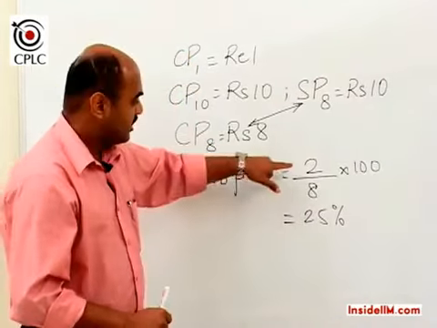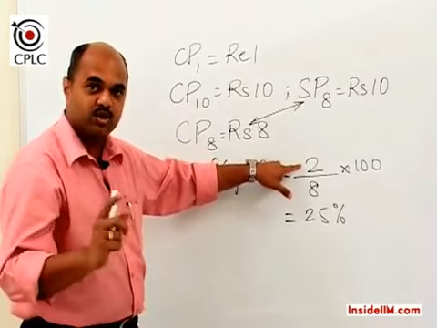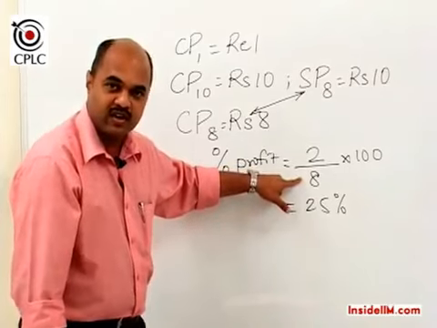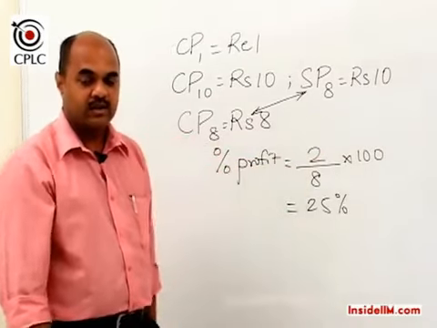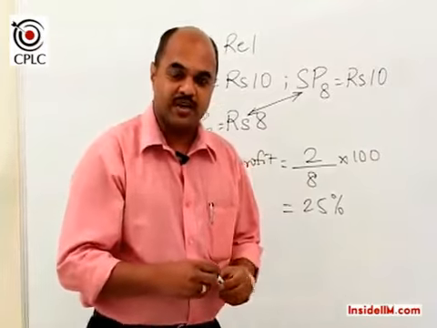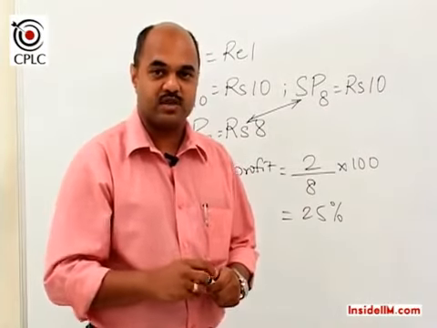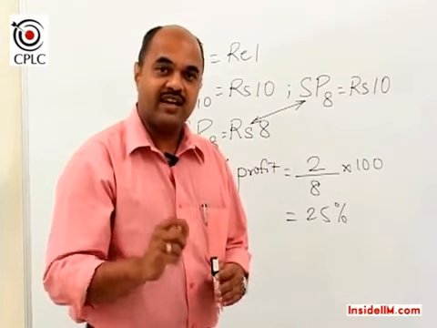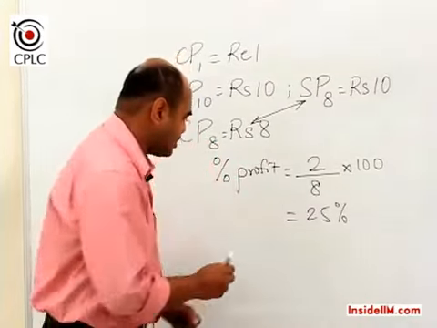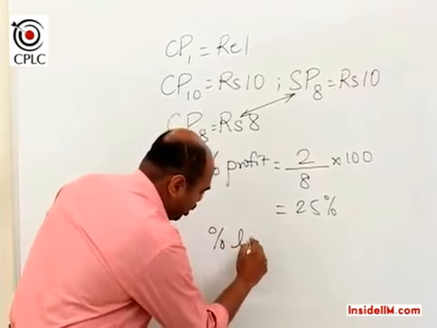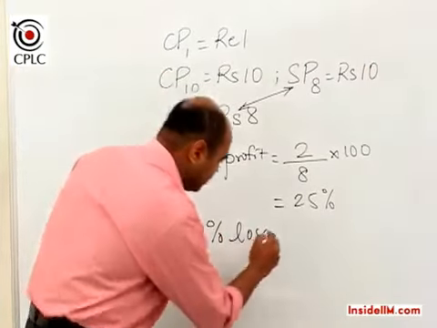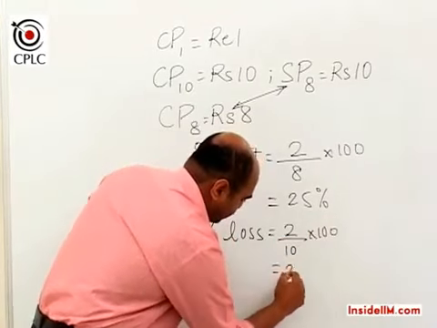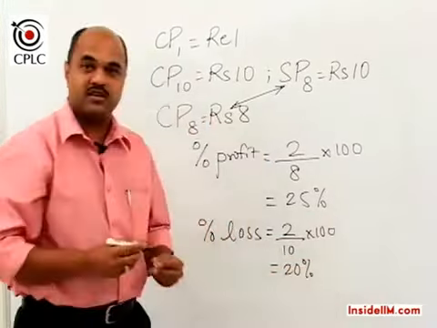where we had said number of articles gained, which would now be number of articles lost, divided by number of articles sold into 100. Now in this case, if the cost price of 8 is equal to selling price of 10, I am losing 2 articles on selling 10 articles, and hence my percentage loss in this second example would be 2 upon 10 into 100, which would be 20%.